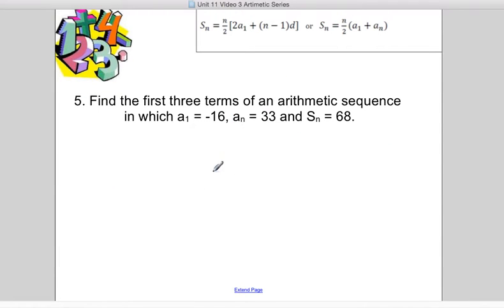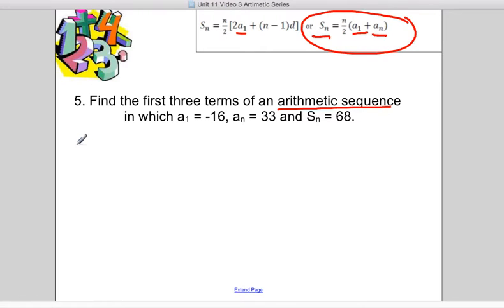Okay, 5. Find the first 3 terms of an arithmetic sequence if A sub 1 is negative 16, A sub n is 33, and S sub n is 68. Okay, so I have A sub 1, I have A sub n, and I have S sub n. So this one has the most information provided, so I'm going to use that one. So I'm going to figure out, what am I finding? I'm finding out what n is.